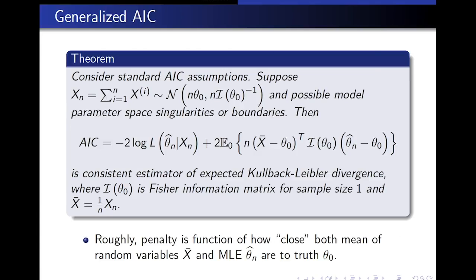Roughly speaking, the Fisher information matrix is just the inverse of the covariance, so you can think about it that way if it makes things easier. Theta naught is the vector of true gene tree probabilities. Theta hat n is the vector of MLE gene tree probabilities under the candidate model. And x bar is the observed relative gene tree frequencies. The penalty term represents how close the random variables and the MLE are to the true parameter point, roughly speaking.